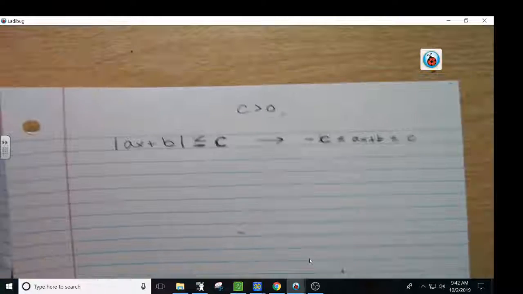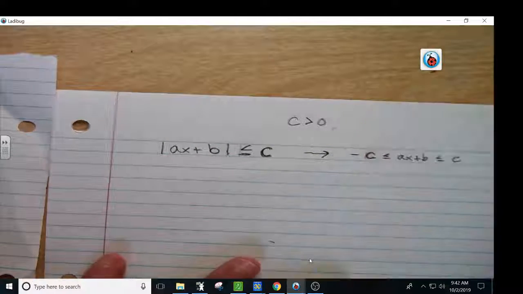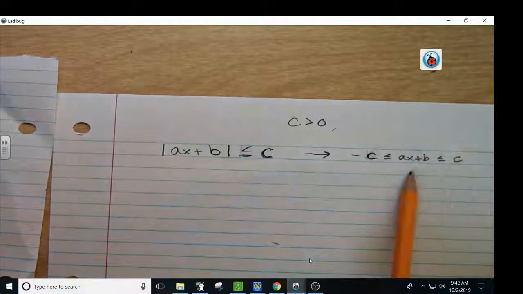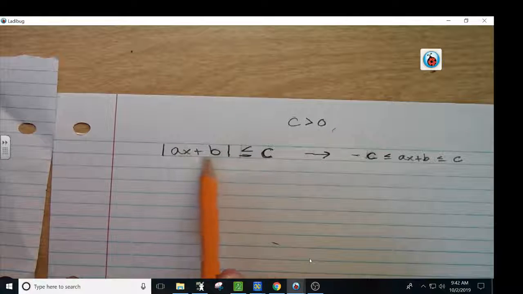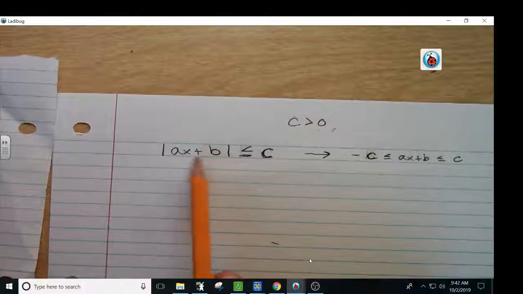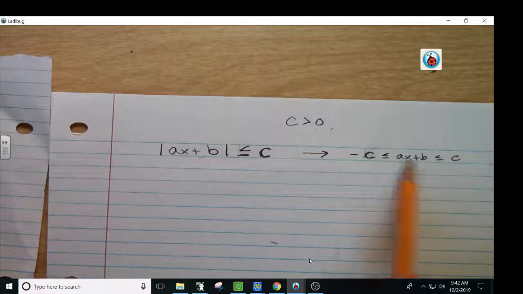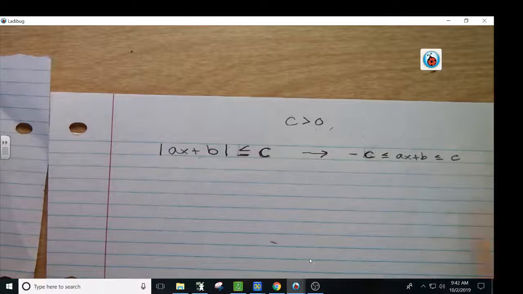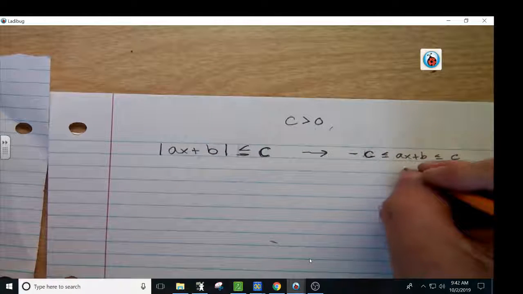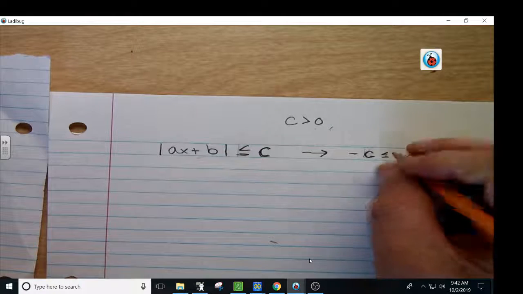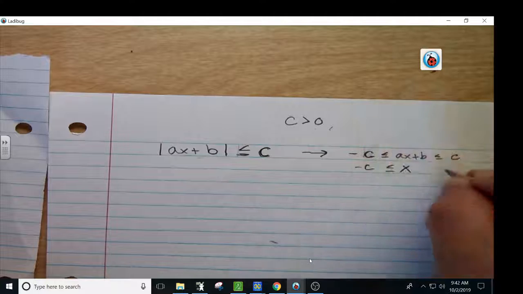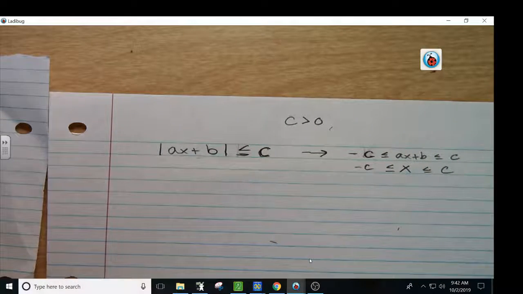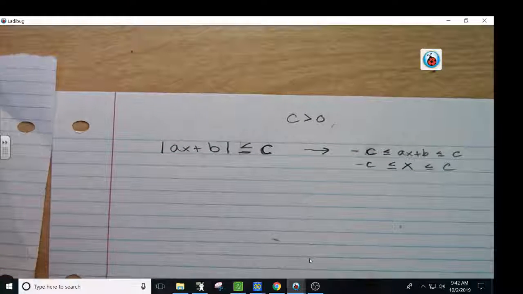All right, so now your answer will look like this. You'll have whatever's left inside of your absolute value. It'll look like this, and then eventually it will look like this, because you're going to have to get X by itself.